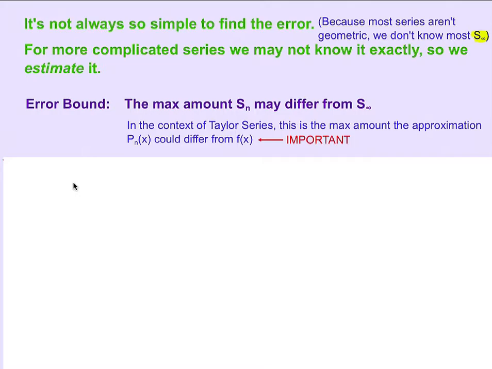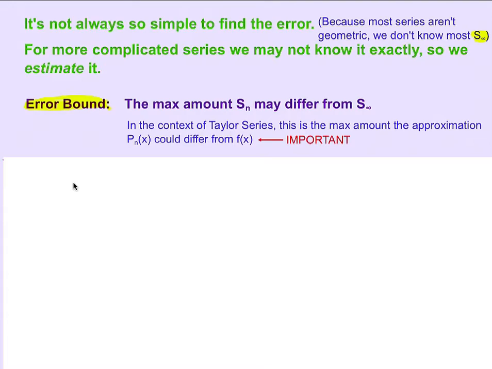So there's this term called the error bound. And it sounds more complicated than it really is. An error bound is the maximum amount a partial sum could differ from an infinite sum. It's the biggest amount an error possibly could be. Where we're going to see this pop up is in the context of Taylor series, when we're using an infinite series to rewrite some other function, like when we take e to the x and rewrite it as a power series.